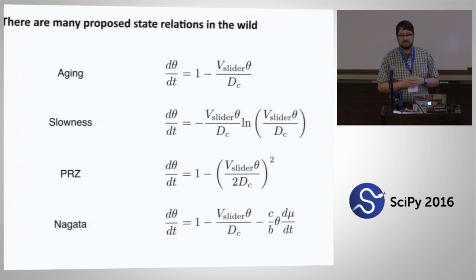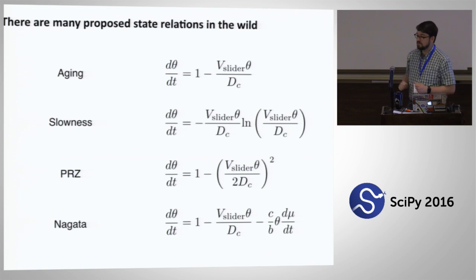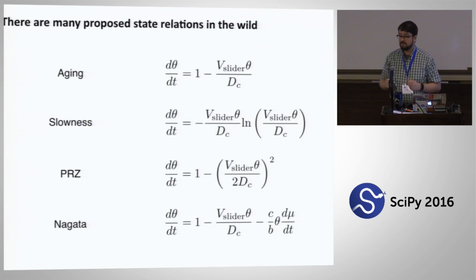So, state relations. These are a few that are out there in the literature. Everybody has their favorite. You're trying to model maybe frictional healing, so one works better than the other. The aging law at the top, for example. The slowness law might fit your experimental data better. Or you can add another free parameter like at the bottom. You can add C, because with more free parameters, you're going to fit your data better.